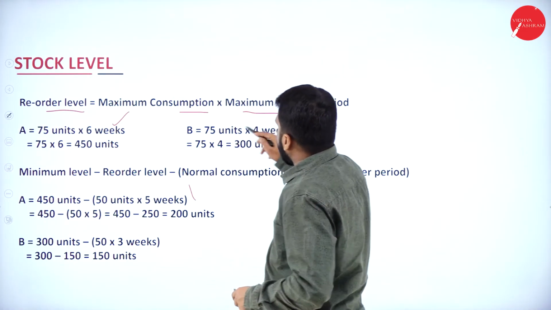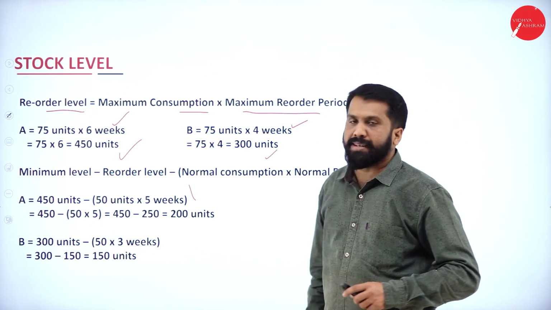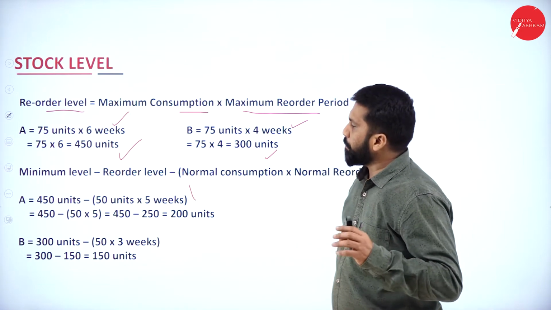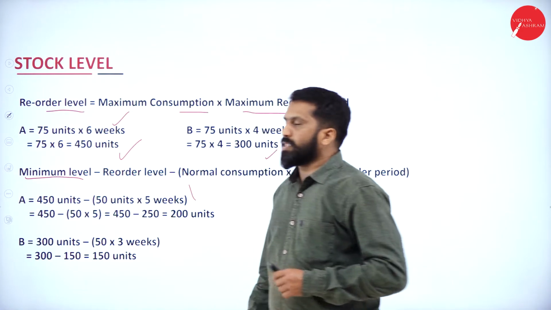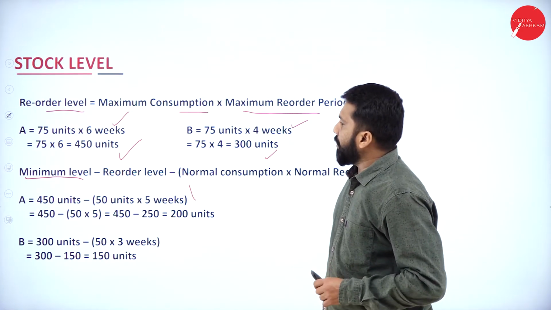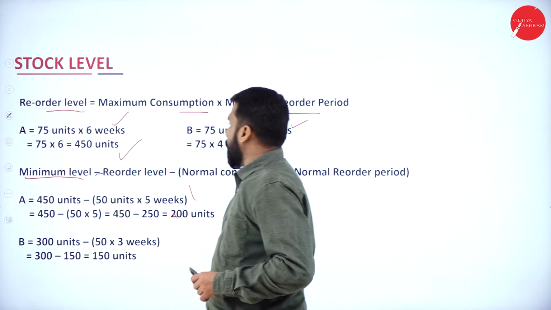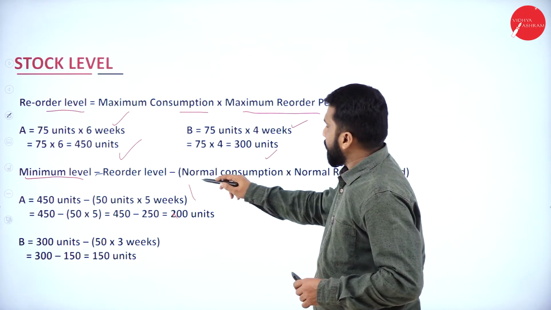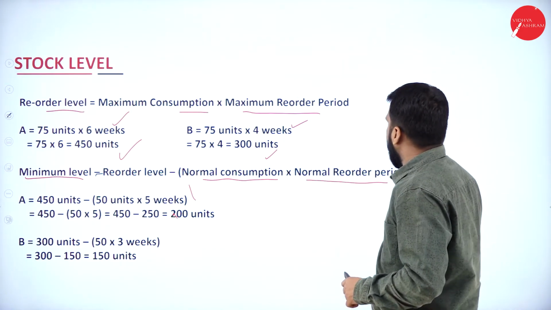75 into 6, 75 into 4. What is your answer? 450 and 300. Any doubt? No. Similarly, we'll go for minimum stock level. What is the minimum stock level formula? Minimum stock level formula is reorder level minus normal consumption into normal reorder period.